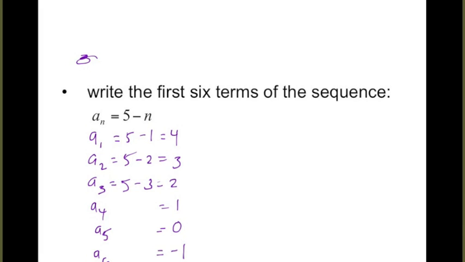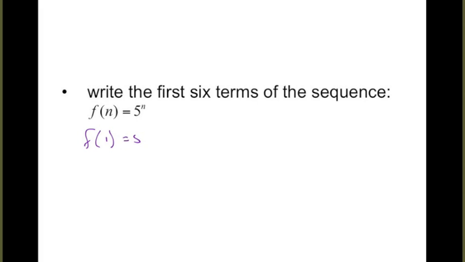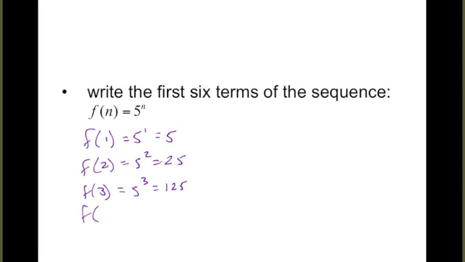Alright, so this is just a counting sequence. On this one, if we start by plugging in 1, 5 to the first is 5. If we plug in 2, 5 squared is 25. If we plug in 3, 5 cubed is 125. And you may see a pattern at this point that what we're doing is multiplying by 5.